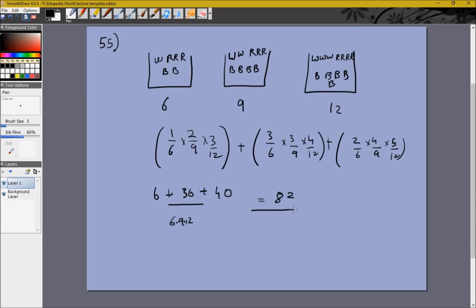82 by 6 into 9 into 12, which is 12 into 9 is 108 into 6. 100 into 6 is 600. 8 into 6 is 48, 648. 82 by 648, which means the answer would be A.